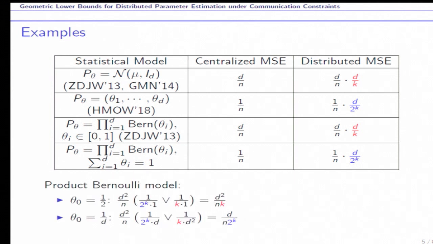If we do some computation here, for theta naught equal to 1/2 in the product Bernoulli model, the second term corresponds to variance is something like this. The variance of a score function is a constant. The sub-Gaussian parameter is also a constant. So here, the second term is the leading term, while when theta naught is 1 over d, the variance of the score function is d. The sub-Gaussian parameter is d squared. So in this case, this term becomes the leading term.